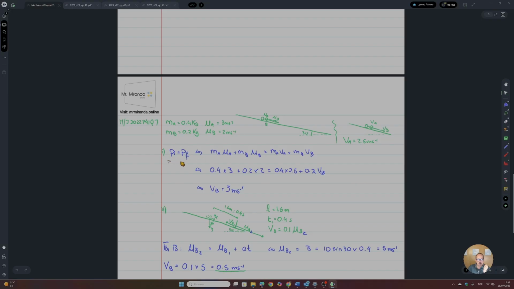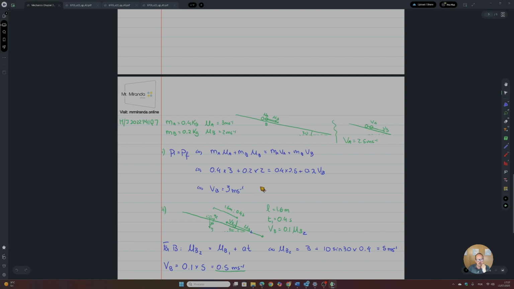Just apply the law of conservation of momentum again. All right, you have everything but the velocity of B. Substitute the things. Everything goes in the same direction, so you don't have to worry about pluses and minuses. You can put everything as positive being down. And you have the velocity of B.